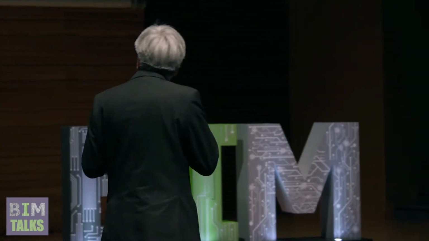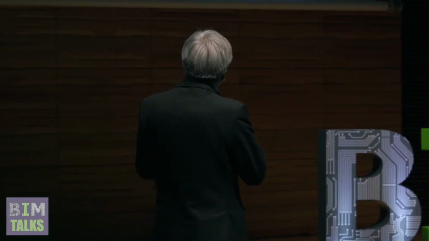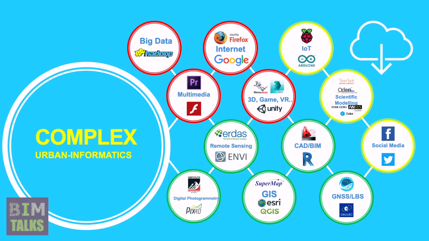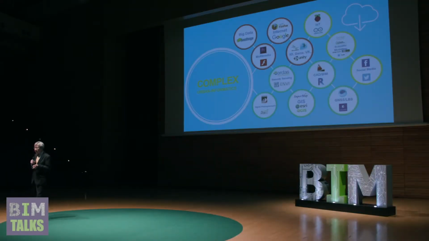Now, in terms of BIM, you have a lot of groups here. You know what they are. You have Revit, ArchiCAD, Bentley systems, or some of you might be using CATIA. In terms of GIS, we have Esri's ArcGIS, but we also have SuperMap and QGIS. And we also have a lot of scientific modeling. So we have a complex matrix of all these systems when you do a development.